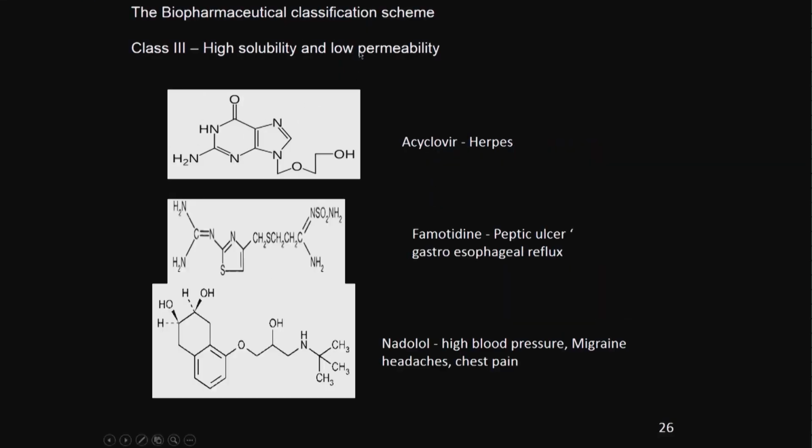Class 3, highly soluble but permeability is low, that means it is a hydrophilic type of drug, so it does not cross the GI. Acyclovir, this is for herpes, so you will see a lot of nitrogens and oxygens. Famotidine, peptic ulcer, gastroesophageal reflux, that means acids come out through the esophagus. Look at this, a lot of nitrogen, so it is quite hydrophilic. Nadolol for high blood pressure, migraine, headaches, chest pain and so on, again it has got a lot of oxygens. So, high solubility, it does not permeate through that. So, obviously we need some carrier to take it inside the body, okay.